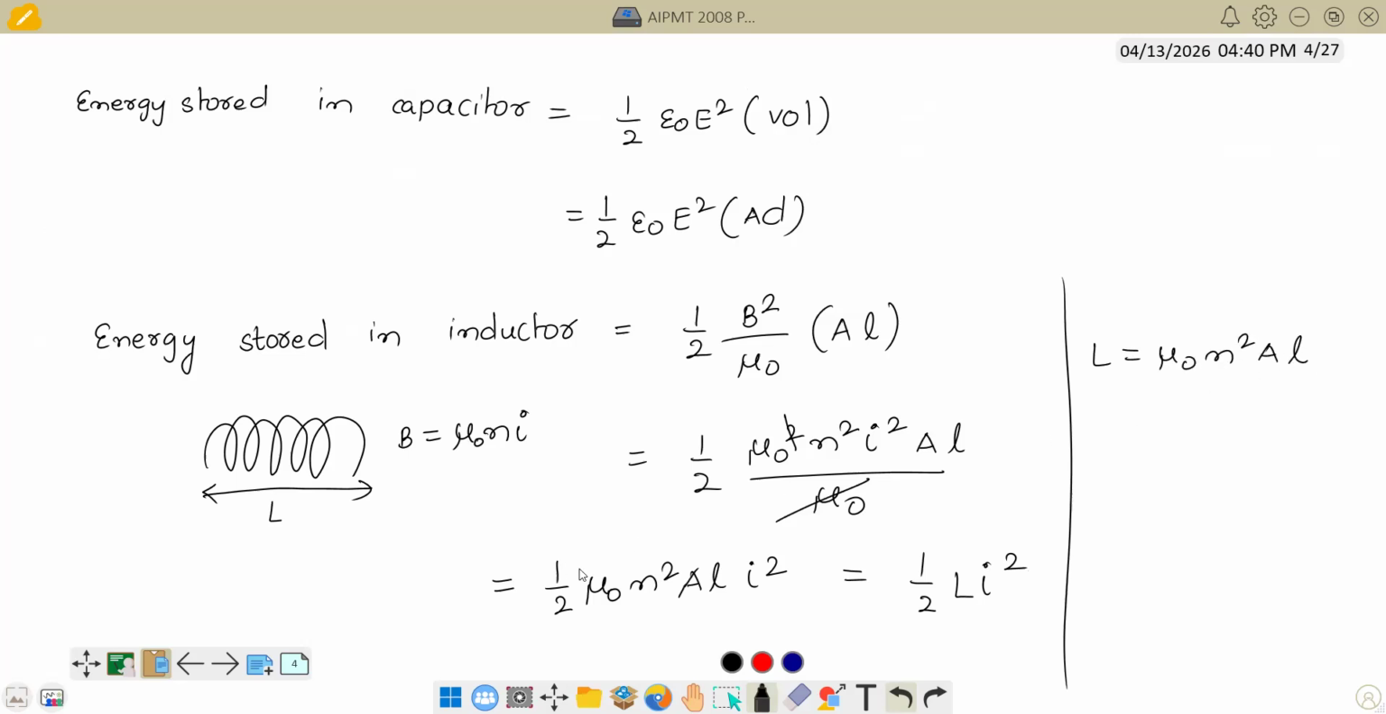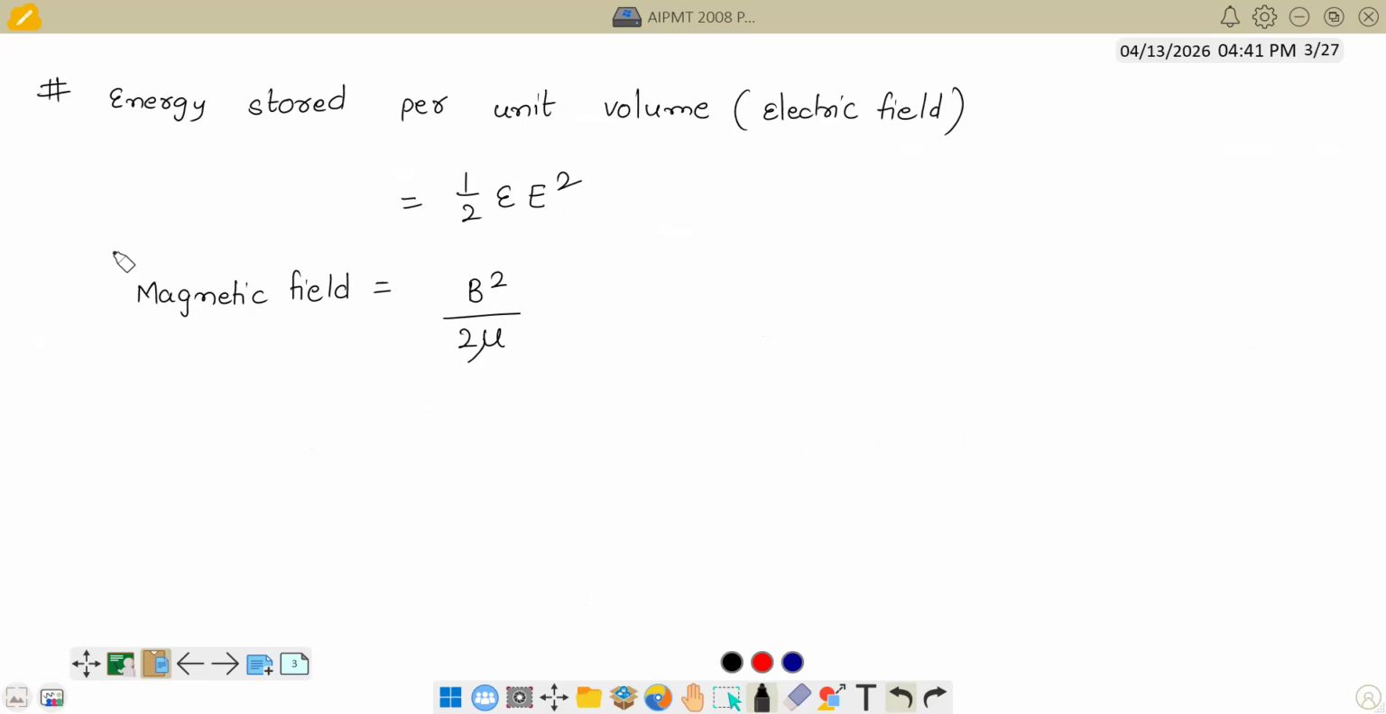Then what exactly is this n? n is the number of turns per unit length. This is another way to find the formula for self-inductance in a solenoid. Remember these two: the energy stored per unit volume in an electric field and in a magnetic field. These are the byproducts of this. These two are the most important things. Do write this in your notes also.